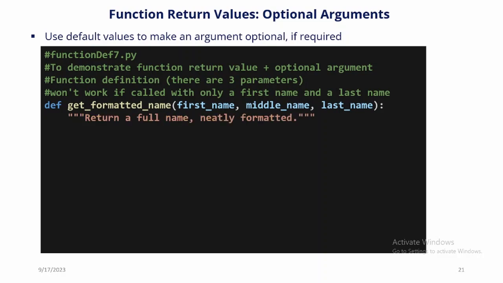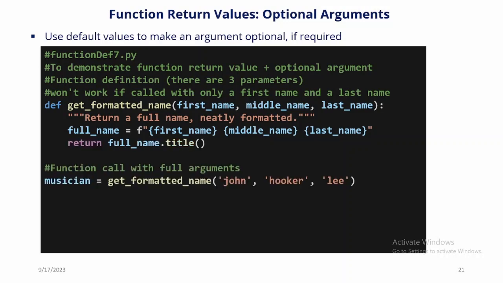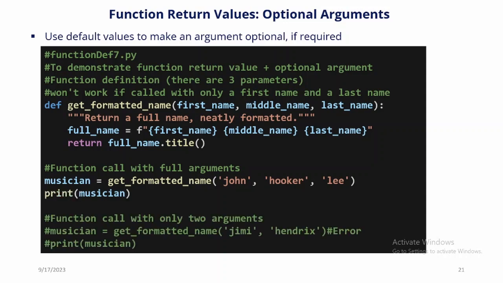So we have a function that requests for first name, middle name, and last name. So we say full name equal to first name, middle name, last name. Put them together in a string and title it. Now, if you call the function with the full argument, John Hooker Lee, everything is fine. You can print it. However, if you call the function with only 2 arguments, Jimi Hendrix, for instance, you get an error. Or only John Lee, you will get an error.